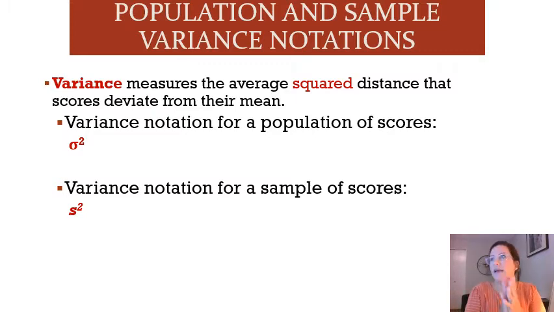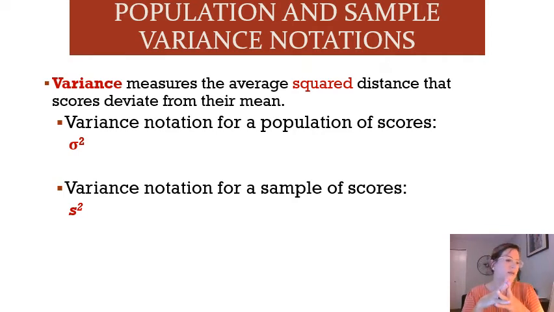We will discuss variance and standard deviation. So variance is the next measure of variability you're going to learn. And if we look at this definitionally, it's very important to know the variance measures the average squared distance that the scores deviate from the mean.